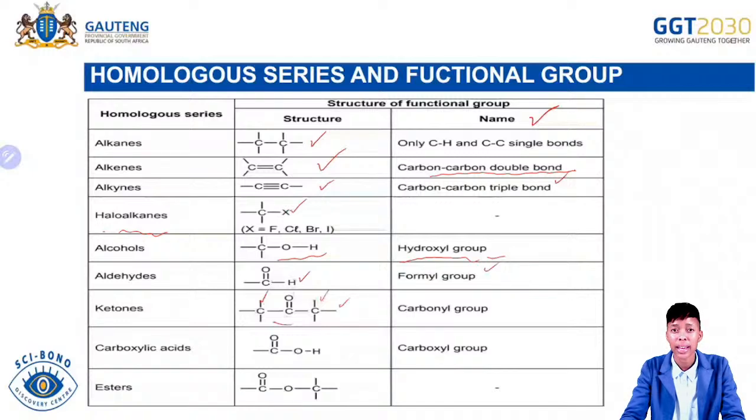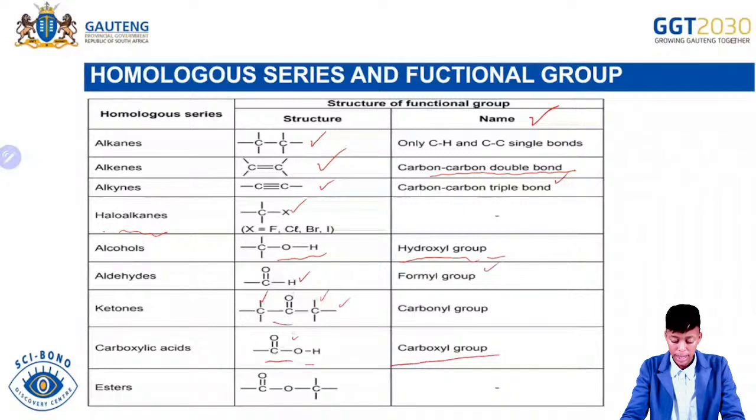Next we have carboxylic acids. Carboxylic acids, they have a C double bond O and then OH, and then where are you going to find that? It's either going to be in the beginning of the structure or at the end of the structure, the C double bond O and the OH. So these ones are therefore called the carboxyl group.